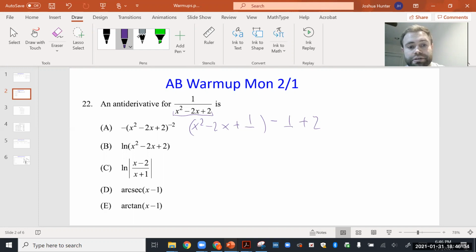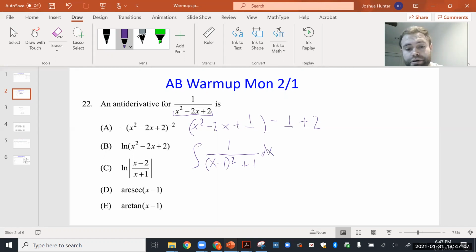So the new function we're finding the antiderivative of, or doing indefinite integration of, will be 1 over this whole parentheses. Once we added that, we made a perfect square trinomial. So it's now x squared minus 2x plus 1, which is just x minus 1 quantity squared. We have -1 and +2, which is just a +1. So I could have the dx in there.